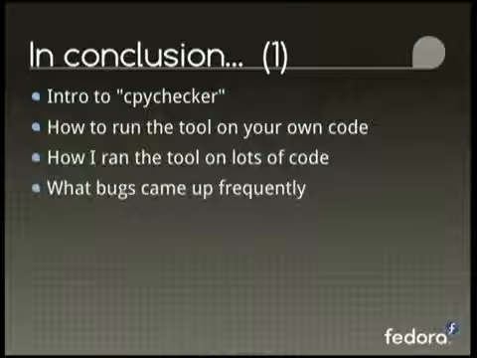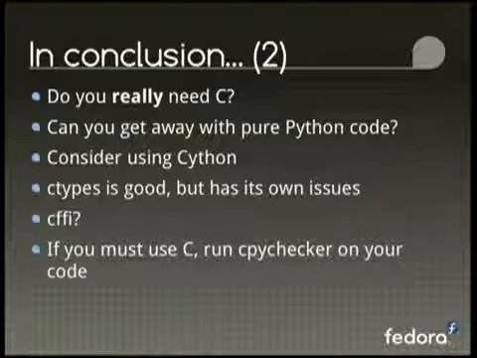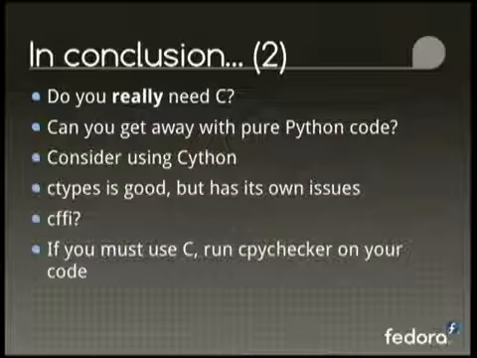So, to summarize, I've been talking about cpychecker, which is my static analysis tool for this, and I've told you how you would go about running it on your own code, and what I saw when I ran it on this huge data set that I built of basically everything in a Linux distribution. And I guess the subtext of my talk is, do you really need to write your code in C? Because it's so easy to get things wrong. And can you get away with using pure Python code?